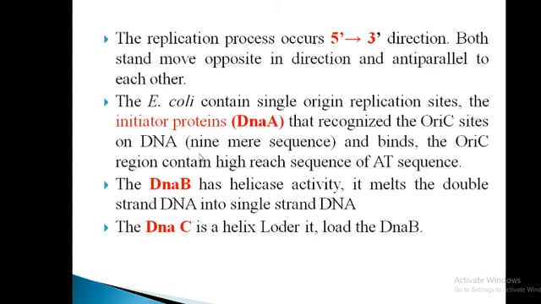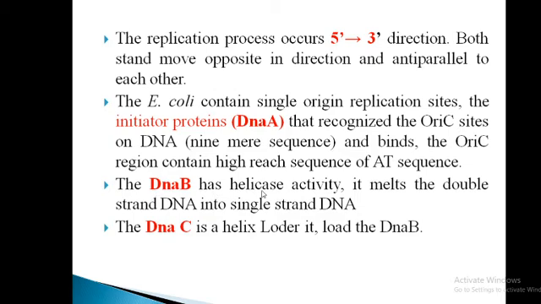This sequence is called the 9-mer sequence, and DnaA binds to it. The OriC region contains a high-rich sequence of AT. Why does it contain high AT sequence? Because, as you know, GC contains a triple bond and AT contains a double bond, so it is very easy to break a double bond. It requires less energy. That's why the origin site, a single site, is rich in AT sequences, which can be easily broken.